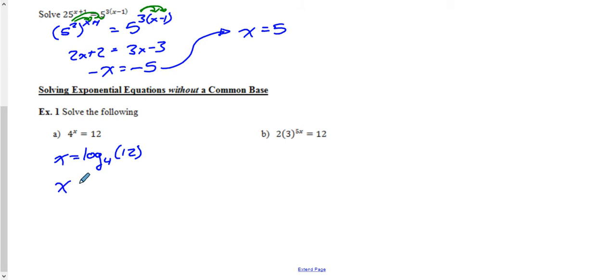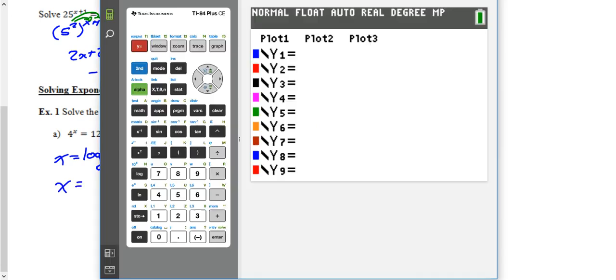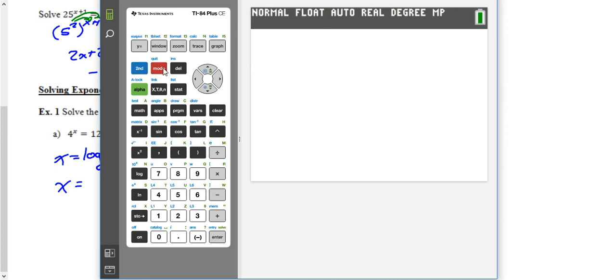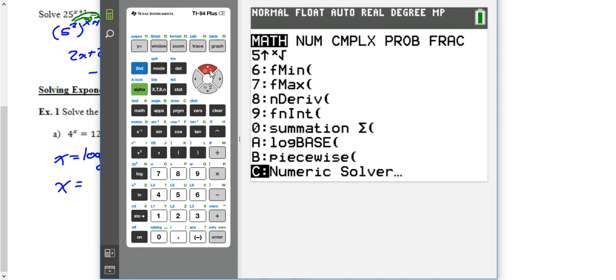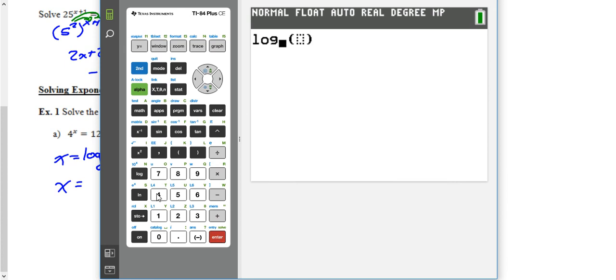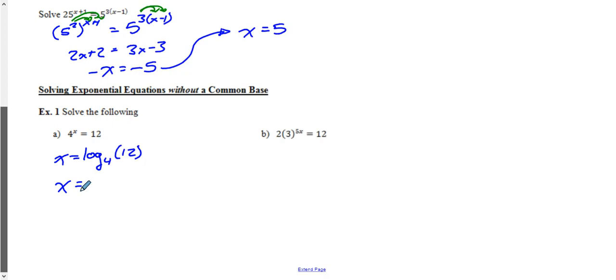The way I'm going to solve for x is type it in on my calculator. So here we go, straight to my calculator. I have log base 4 of 12. There we go. That's equal to 1.79. And there we go. We are done.